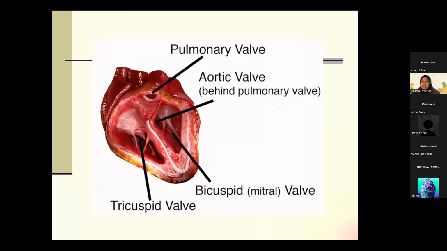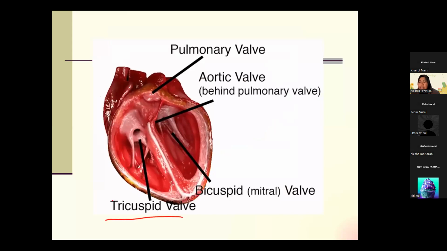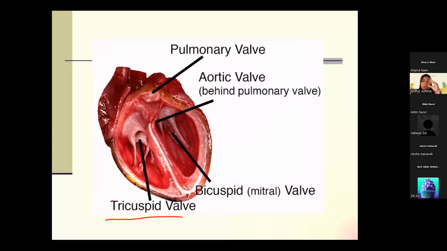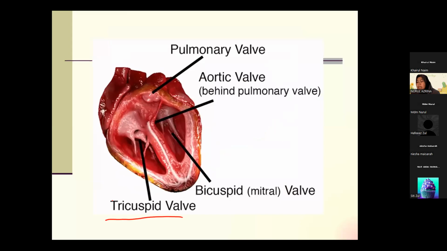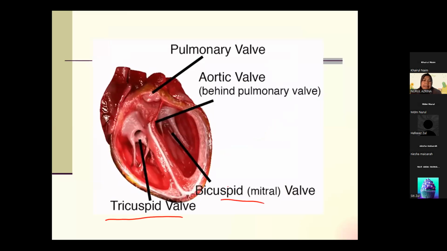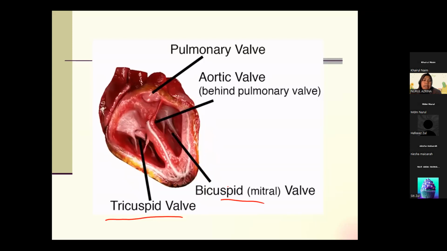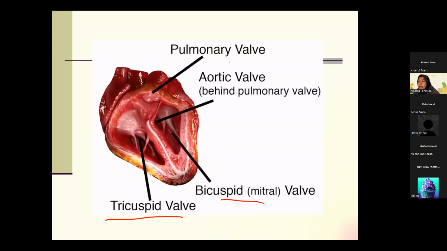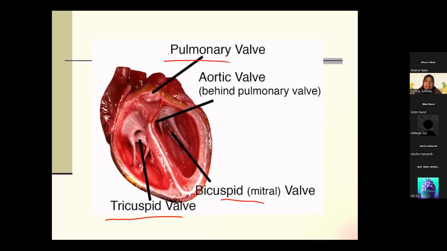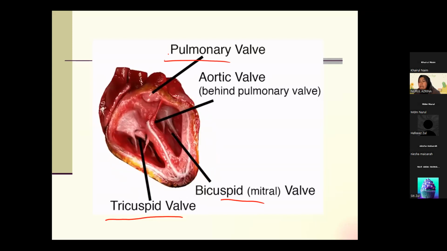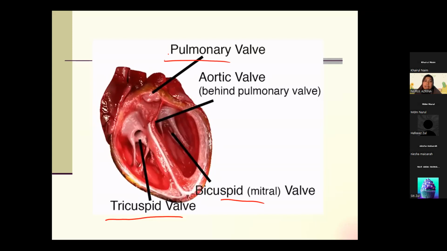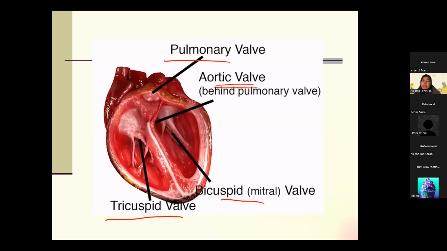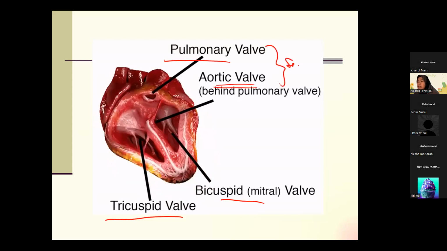You can see here, this is the tricuspid valve. It has three flaps of tissue that control the opening and closing of the valve. On the left side of the heart, we have the bicuspid valve, also known as the mitral valve. And here is the semilunar valve, with the specific name pulmonary valve for the right side of the heart, and for the left side the specific semilunar valve is known as the aortic valve. But both of them are semilunar valves.